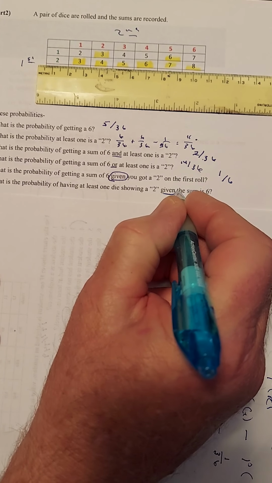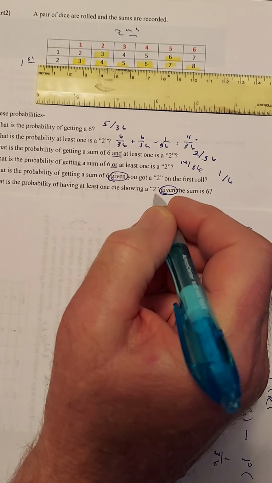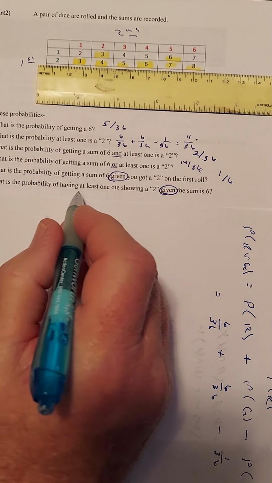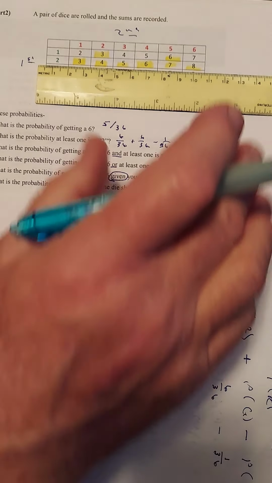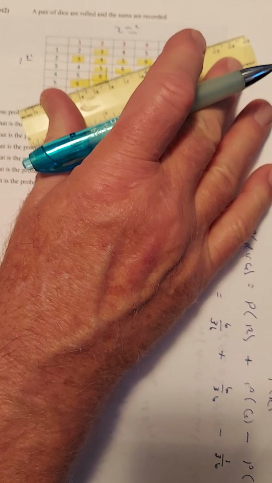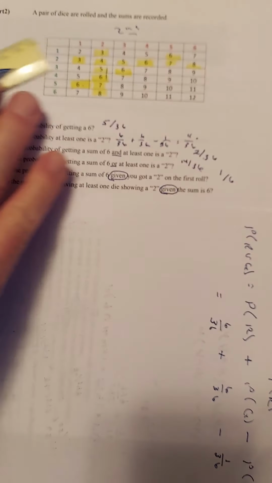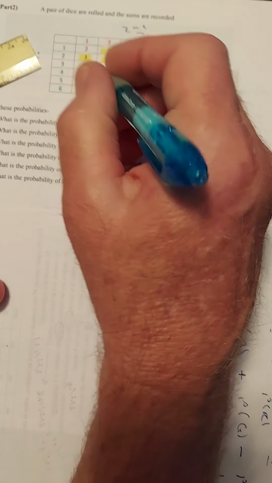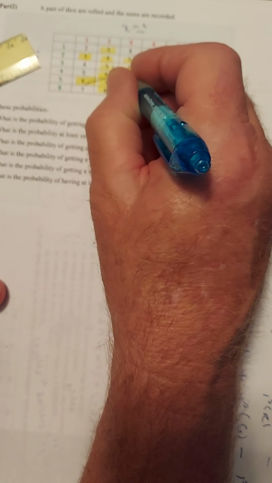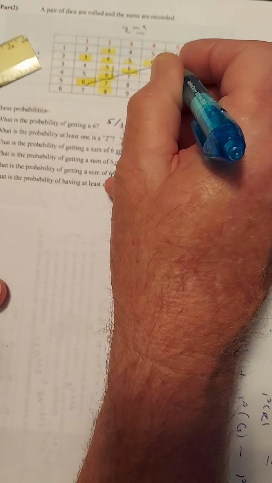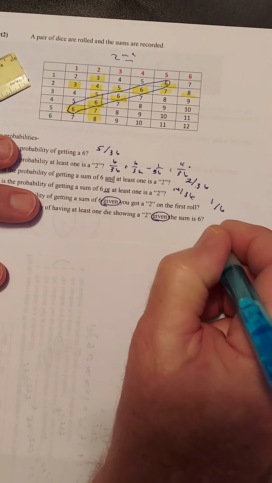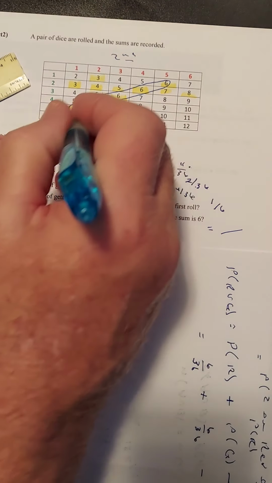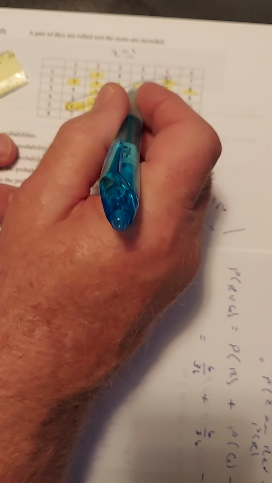Okay, and let's look at the last one. This is a given. This one reverses it. What is the probability of having at least one die showing a 2 given a sum of 6? So now, this is the last one. So let's just do this. A sum of 6 would be those guys there. So my bottom number is going to be what? How many are in there? There's 5. 1, 2, 3, 4, 5.